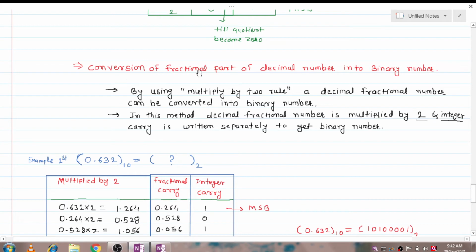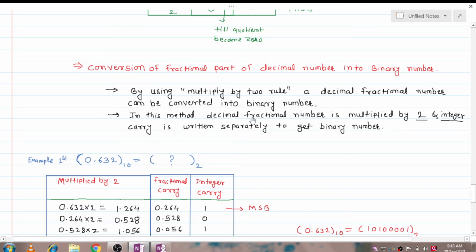Now, conversion of the fraction part of a decimal number into a binary number. The double method is used for the integer part of the decimal number. There is another method, the multiply by 2 method, which is useful for converting the fraction part of the decimal number into a binary number. By using the multiply by 2 rule, a decimal fraction number can be converted into a binary number.